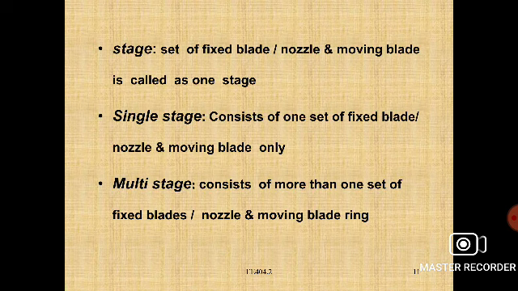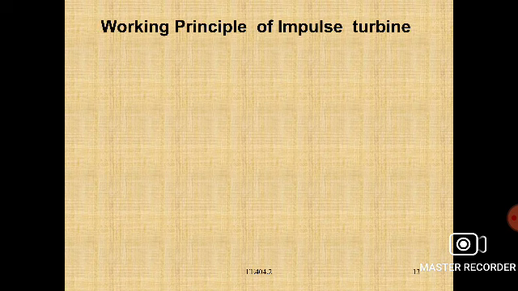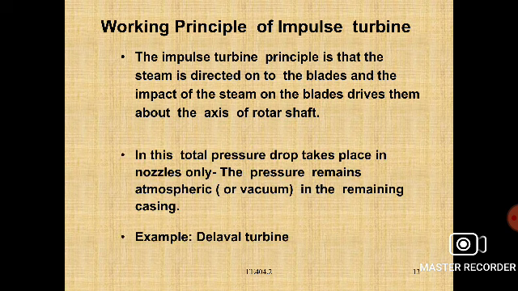A set of fixed blade, nozzle and moving blade is called one stage. A single stage consists of one set of fixed blade, nozzle and moving blade. A multi-stage turbine consists of more than one set of fixed blades, nozzles and moving blades. In this, first we will discuss the impulse turbine, the working of the impulse turbine.